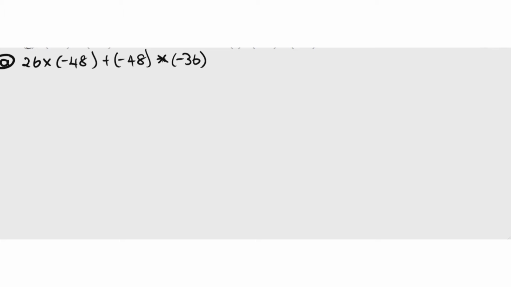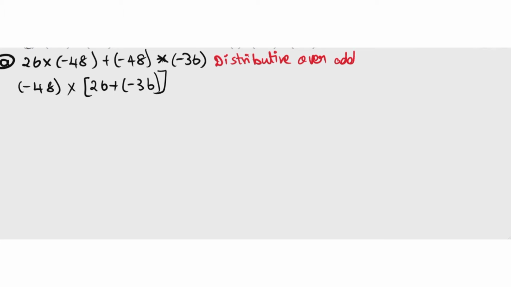See here, 26 multiplied by minus 48 plus minus 48 multiplied by minus 36. Here I am just taking this minus 48 commonly outside. Then I get the remaining as 26 plus minus 36, right? So which property are we using here? Can you guess it? We are using distributive property over addition.